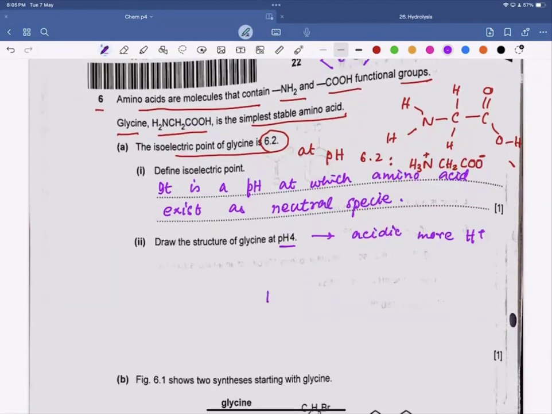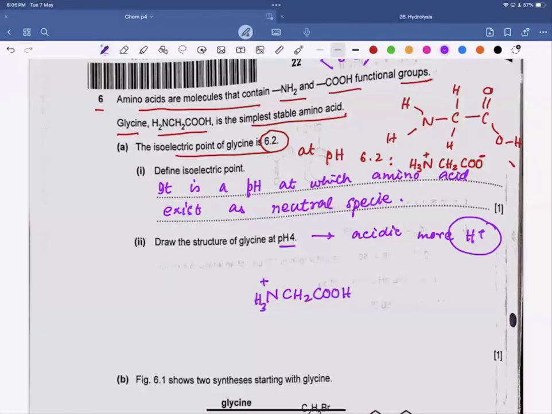Now let's have a look at the structure at 6.2. At pH 6.2, its structure is like this. So now it has more hydrogen ions. So it has an NH3 positive. So this nitrogen does not have the ability to accept a hydrogen because it is already positive. But this oxygen over here is negative. So it will accept the hydrogen ion. So at a pH lower than its isoelectric point, its structure will be like this.